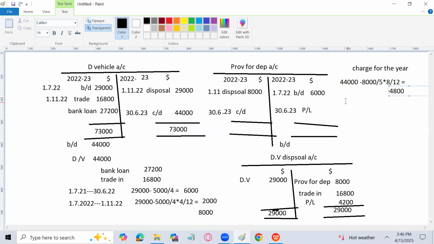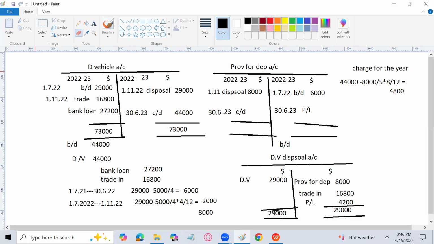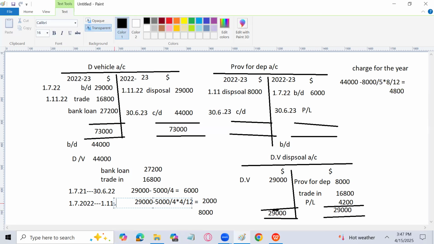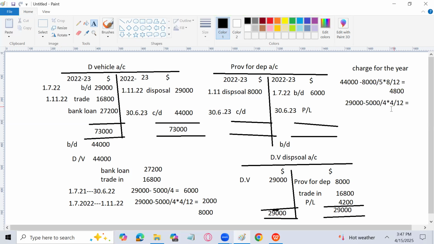Next step is calculate depreciation on the asset sold. We will calculate depreciation on the asset sold in this year, because the asset has been used for 4 months. Which asset? The asset which has been sold, which has been given in part exchange. We can calculate the depreciation, or we can write it from the working we have done. 29,000 minus the residual value divided by 4 into 4/12. So the amount is going to be 2,000.